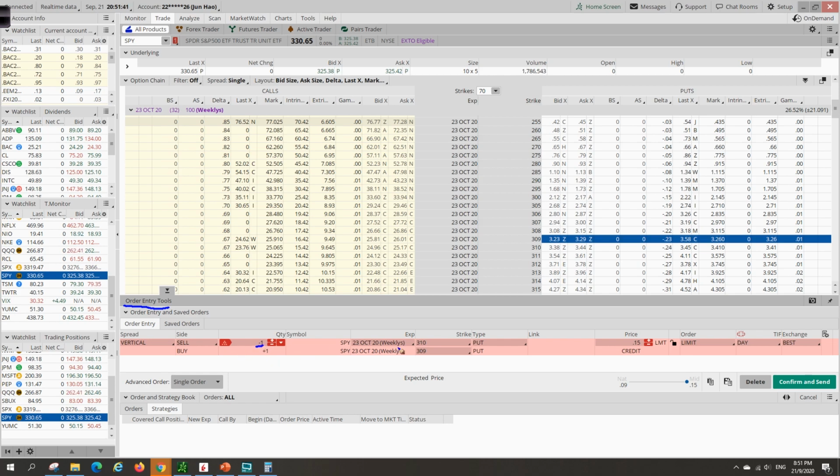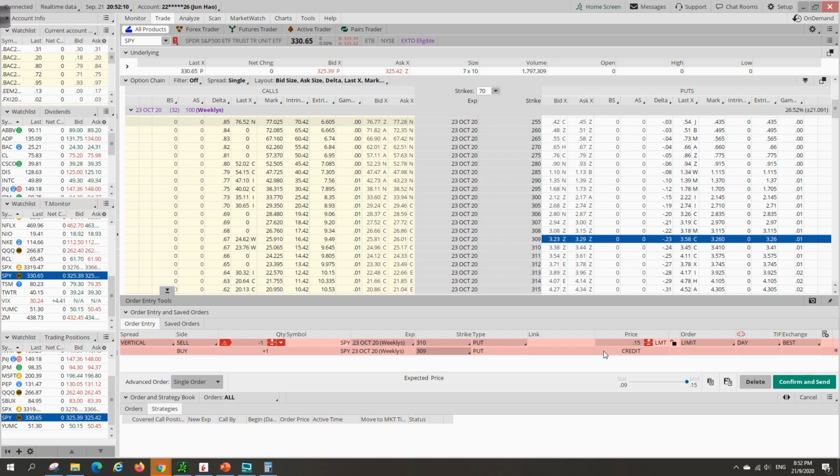So we have -1, which means sell the 310 put, and then we have a +1, which means buy the 309 put. And this is our bull put spread, just slightly different from the example. For this trade, we have a credit of 15 cents. Multiplied by 100 shares, that gives us $15.